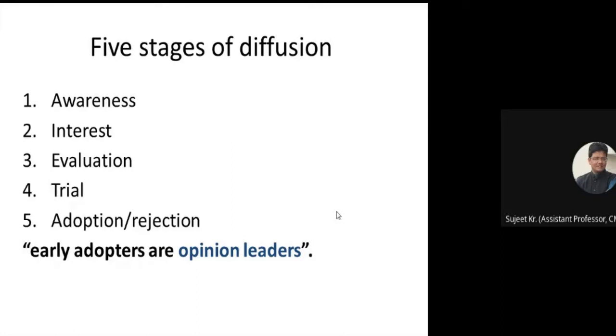And early adopters. Who are early adopters? In coming slides, you will come to know. Early adopters are known as opinion leaders, right? To learn these 5 stages, this is popularly known as the AIETA model, right? You can remember it by the first letters of these words, and this will help you remember these keywords in sequence. A for awareness, I for interest, E for evaluation, T for trial, and fifth is adoption or rejection. So these are the 5 stages.